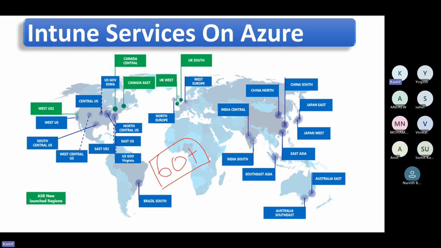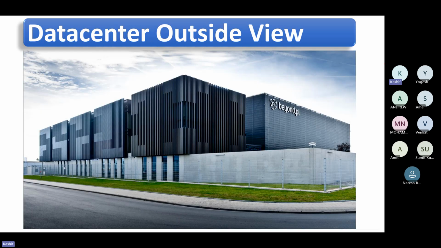So how the services are running on Azure Cloud Data Center, I'll show you. This is the outside view of the data center. A data center will be like a big building, and it will always be in a remote location to save cost. It will be a big building wherein you will have multiple floors, right? Multiple floors. Now in that building, inside, this is the outside view of the data center.